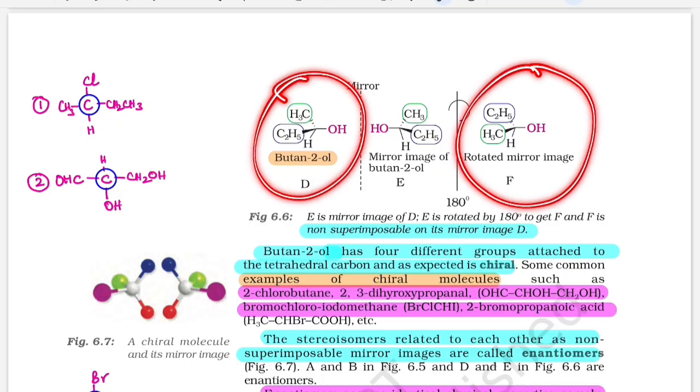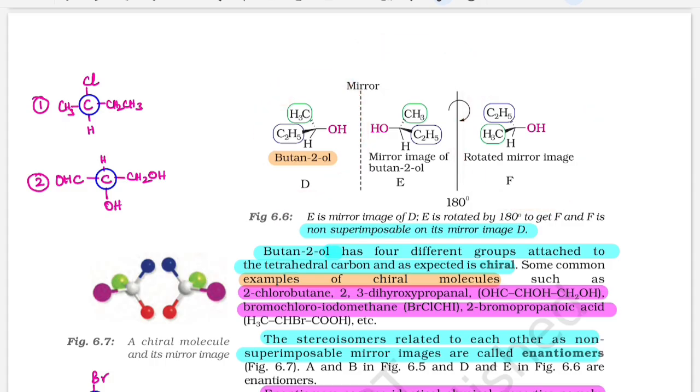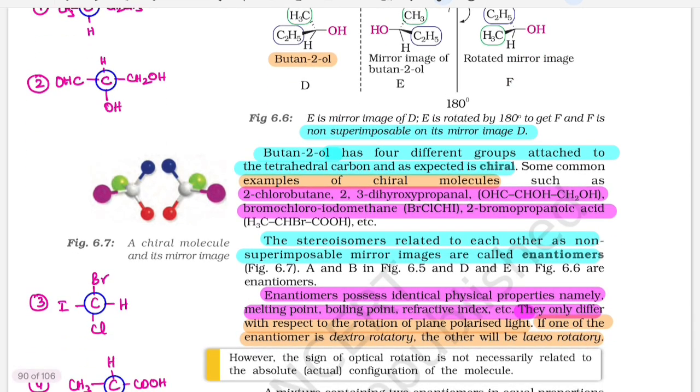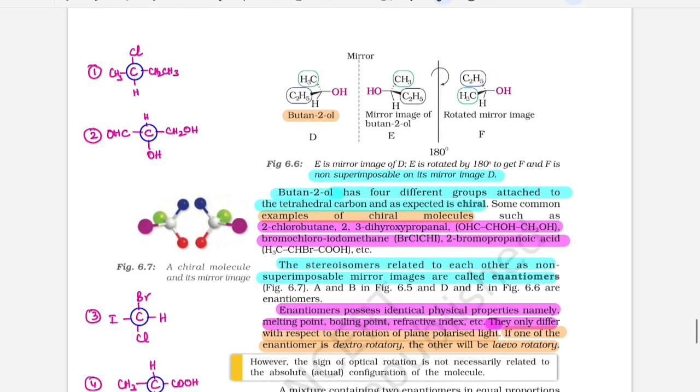So this and this, you check whether you can superimpose them on one another. They are not superimposable because here you have CH3 and here you have C2H5. So exactly, they are not fitting on each other. So they are non-superimposable mirror images and they are optically active. And some more examples are given, you can see. Examples of chiral molecules. So these examples are given, so you can just make a note of it.